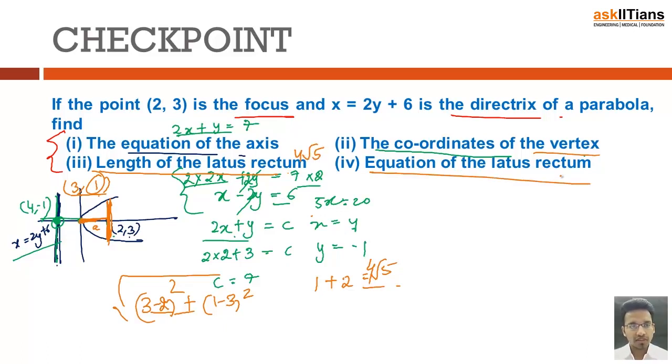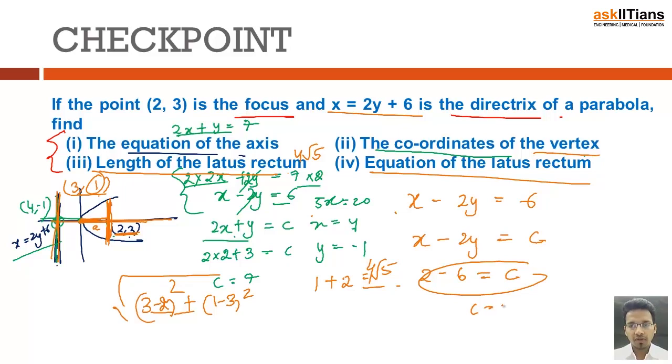Now equation of latus rectum, again very easy. We know that it is parallel to the directrix, but passing through (2, 3). So if I write the equation of the directrix as x minus 2y equal to 6, the parallel line will be x minus 2y equal to c, and with (2, 3) as the passing point, c will be equal to minus 4. So we can straight away write x minus 2y plus 4 equal to 0. This will be the equation of the latus rectum.